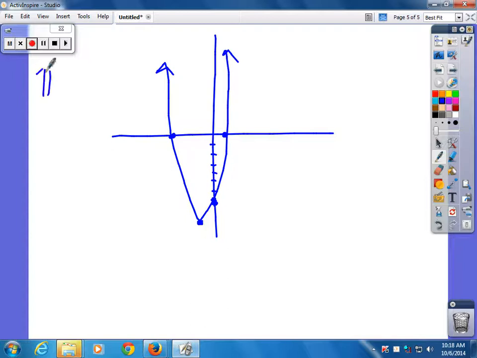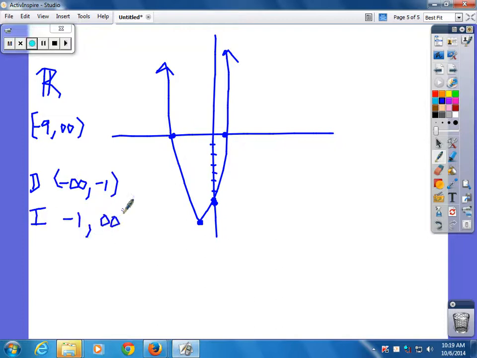All reals? 9, negative 9 to what? Infinity is our range. And decreasing from negative infinity to negative 1. Increasing from negative 1 to what? Infinity.